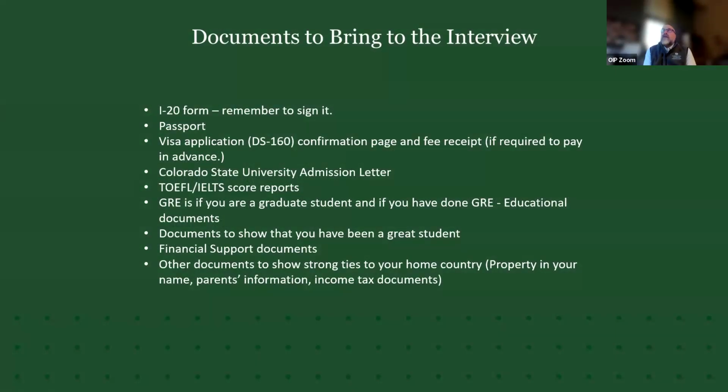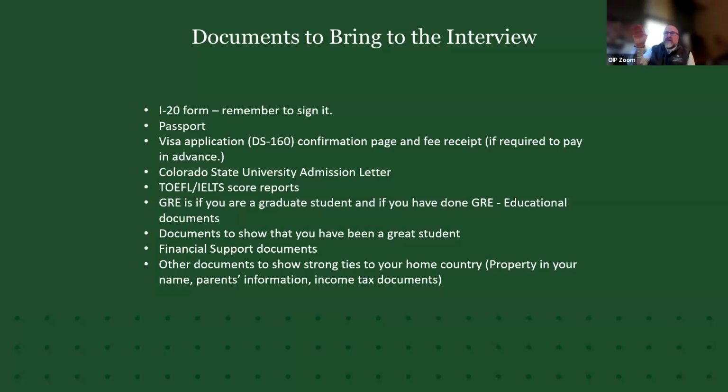All right, documents to bring to the interview. The I-20 form, or DS-2019 if you're a J student. Remember to sign it. It is okay to bring additional documents. Just know that you won't be asked for them unless it comes up in the interview. The visa interview documents are different from country to country, so we'd ask that you check with the U.S. consulate officer to make sure what documents you'll need to take for the visa interview.